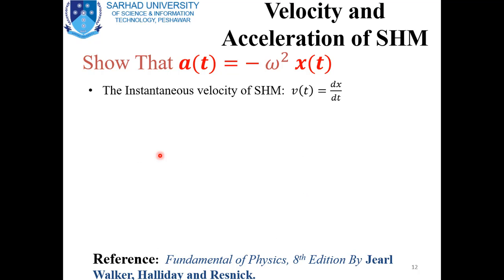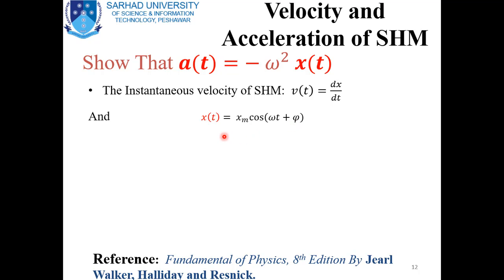So we will start from the definition of velocity, as velocity can be found by differentiating the instantaneous displacement, that is v of t is equal to dx by dt, that is, the derivative of position with respect to time. So we know that the instantaneous displacement of a simple harmonic oscillator can be written as x of t is equal to xm cos(omega t plus phi).